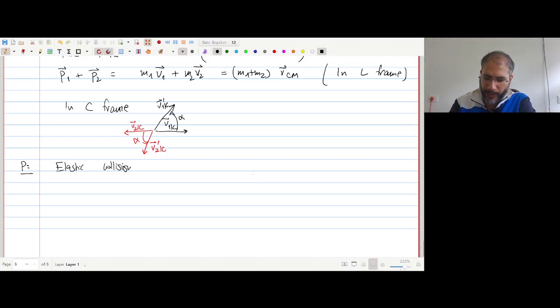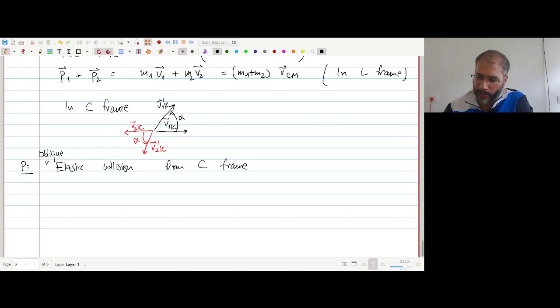So it's a completely elastic collision, that is, the coefficient of restitution is 1, and we'll analyze it as an oblique elastic collision from the C frame. So is there something interesting that happens if we put this restriction of the collision being fully elastic?